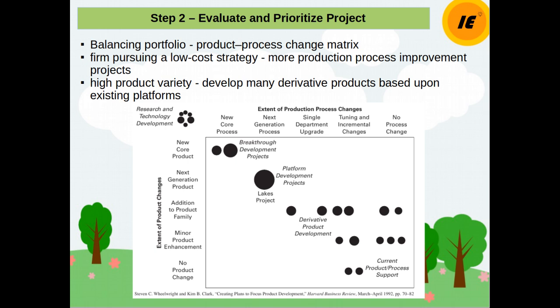That's more important. For example, a firm pursuing a low-cost strategy would expect the portfolio to contain more production process improvement projects. Firms following a strategy requiring high product variety would need to develop many derivative products based upon existing platforms. So that's about this particular slide. We'll move into the next slide now.